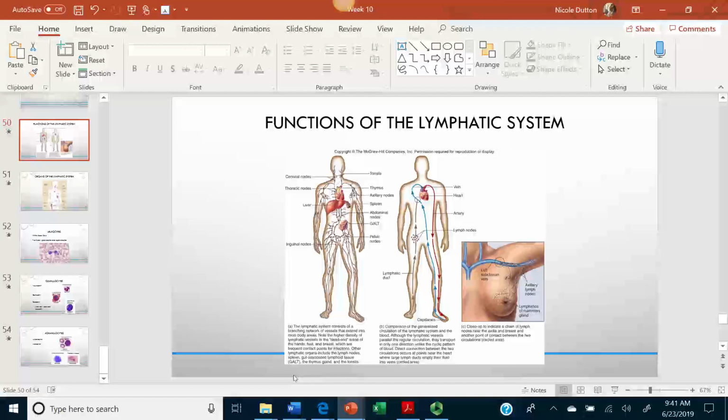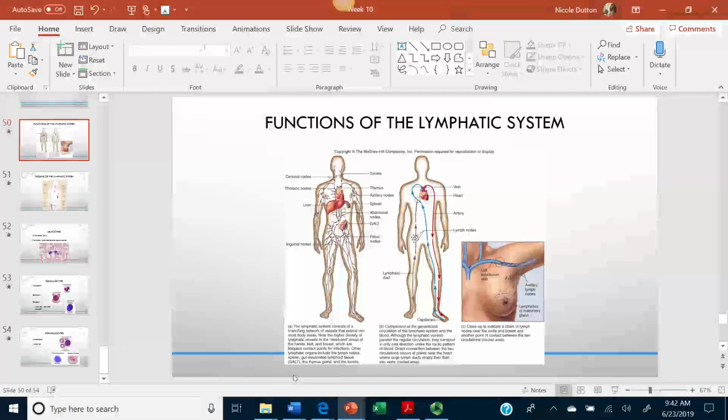So in the last section of this week's lecture, I'm going to talk about the functions of the lymphatic system. Everything that I discuss in this lecture should be a review, so there shouldn't be many notes that you have to take on this stuff. If it's not, please review the textbook on the lymphatic system.